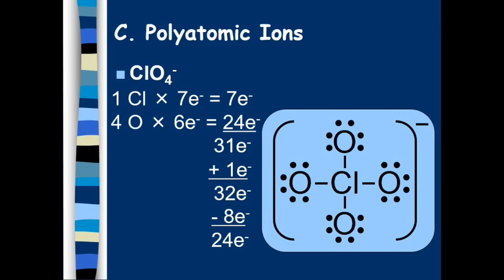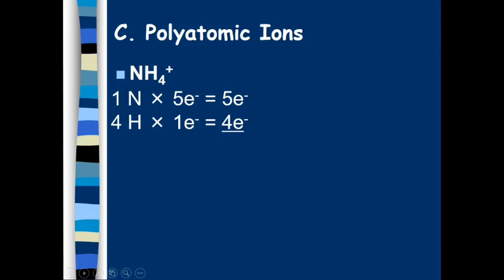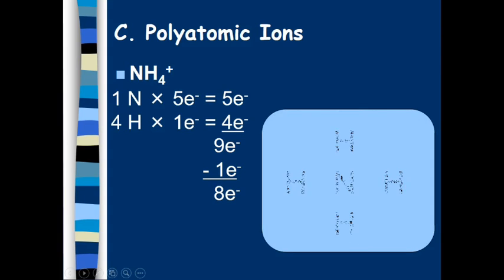I'm going to show you one more example. Again, you can go through it yourself. That's the ammonium ion NH4+. Adding up all the valence electrons, there's the 9. It's an odd number, but you have to account for the plus charge. So we subtract 1. When you set it up, nitrogen's in the middle.